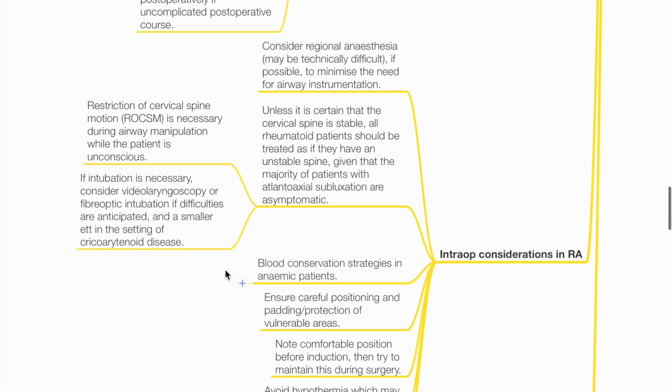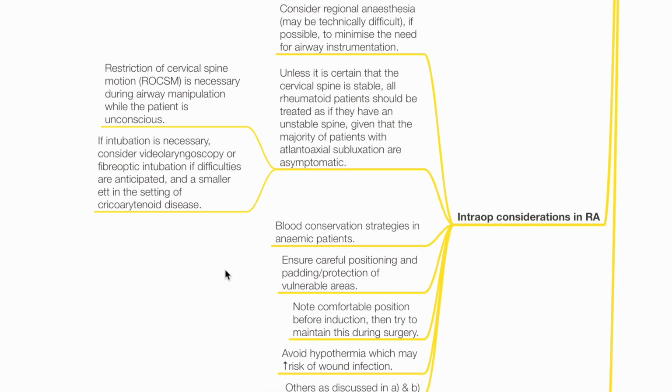Intra-op considerations in rheumatoid arthritis. On top of those discussed in question A and B, consider regional anesthesia, which may be technically difficult, if possible, to minimize the need for airway instrumentation. Unless it is certain that the cervical spine is stable, all rheumatoid patients should be treated as if they have an unstable spine, given that the majority of patients with atlantoaxial subluxation are asymptomatic. Restriction of cervical spine motion is necessary during airway manipulation when the patient is unconscious.